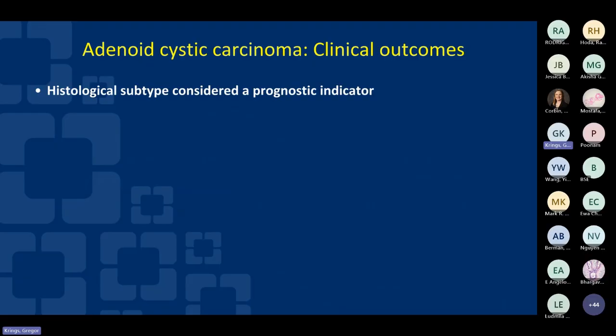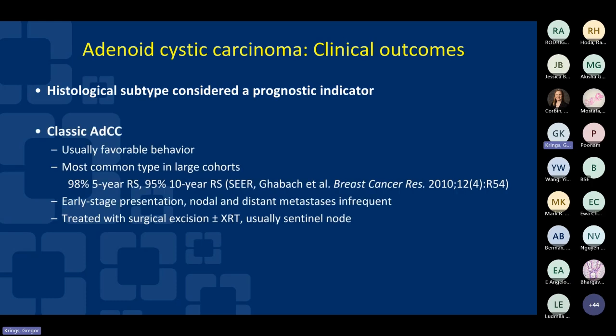In terms of clinical outcomes, histologic subtype is considered a very useful prognostic indicator. As I've already mentioned, classic adenoid cystic carcinomas in the breast usually have a very favorable behavior. This is the most common subtype that is included in large cohorts and population-based studies, such as the database and the National Cancer Database, and overall 10-year survival here has been shown to be very high at 95%.